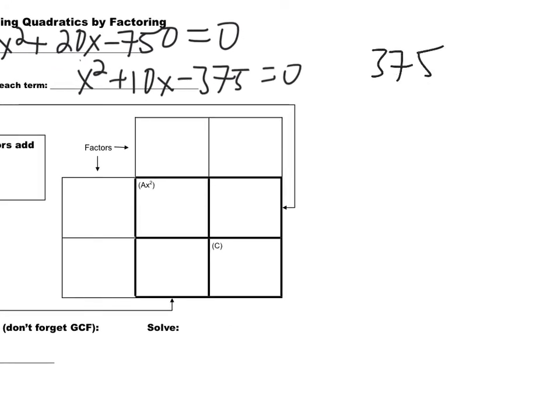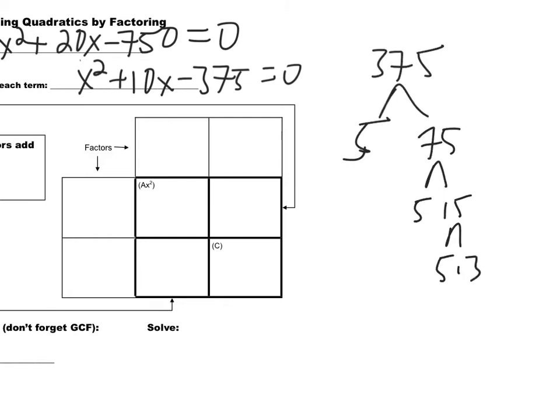375, I can divide that by 5. And what's 375 divided by 5? I could probably do that in my head, but I don't know. 375 divided by 5, I get 75. Well, I can divide that by 5 and get 15, and that I can divide by 5 and get 3 and 5, right? So what are the factors? Which ones can I multiply? And then when I subtract, I get 10. Well, I see right here, I see it. I know that 25 and 15, and 25 minus 15 will be 10.